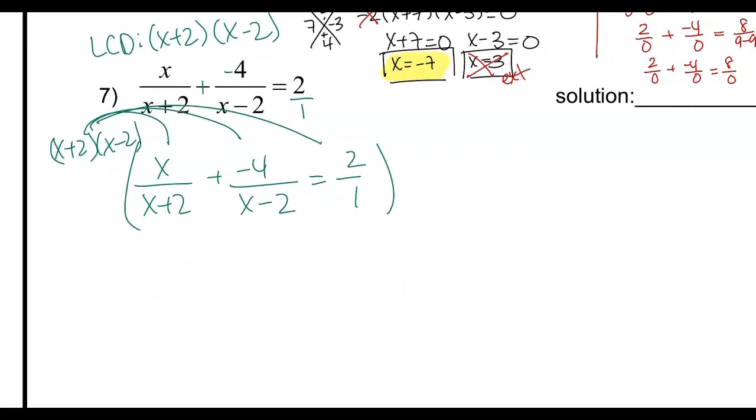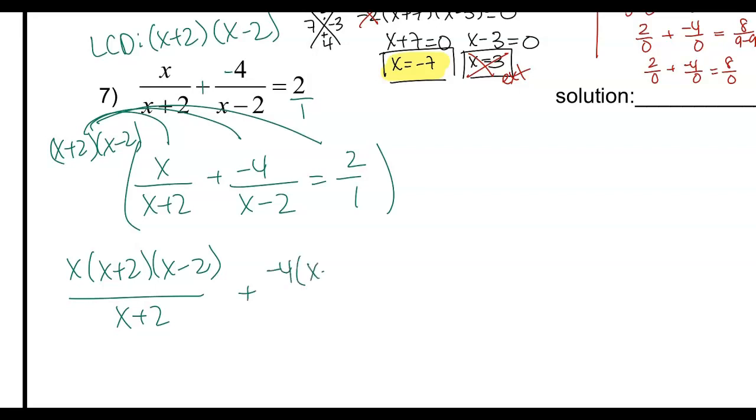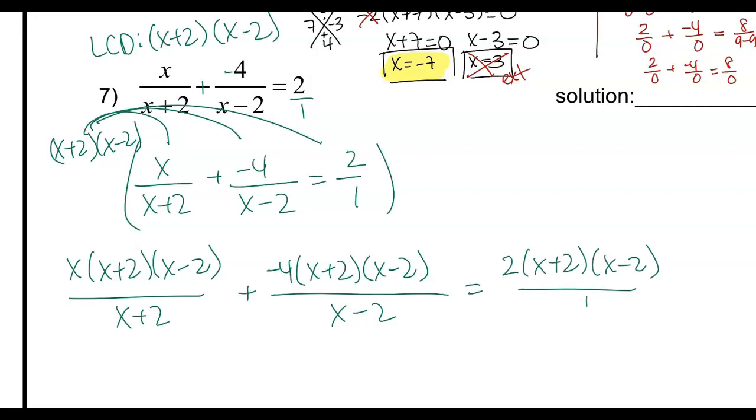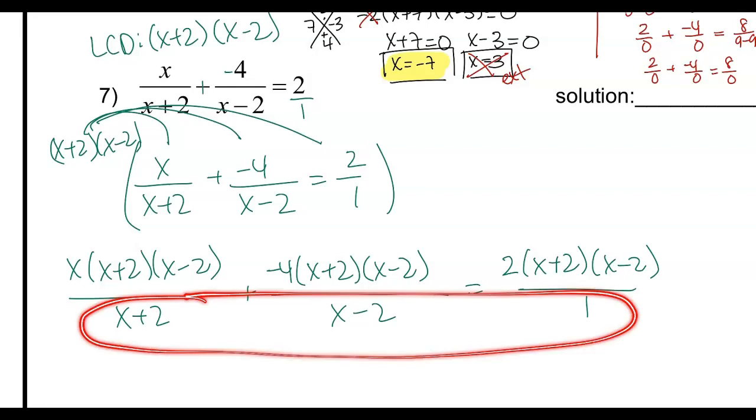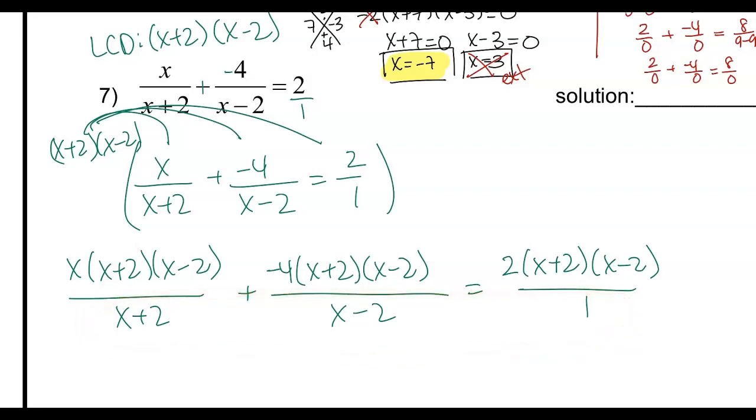So that first fraction is going to become x times x plus 2, x minus 2 over x plus 2. That's the very first fraction. Plus the second fraction, you're going to keep that negative 4, and you're going to multiply it by x plus 2, x minus 2. Keep the denominator the same. And then the last fraction, you're going to multiply that 2 by x plus 2, x minus 2. Nicholas, quick question. Did I change any of my denominators down here? No, I only changed the numerators. Those are the only things I changed.